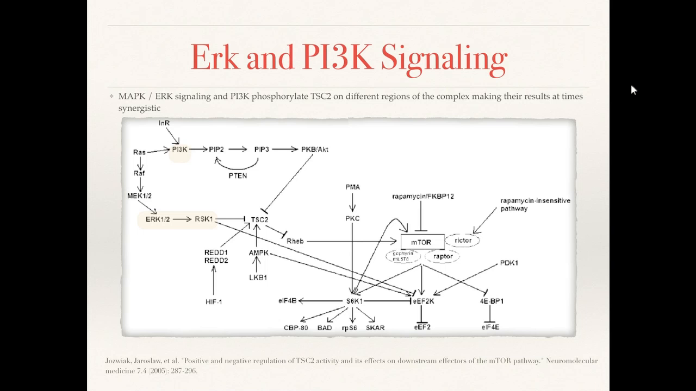Now, if you're looking here, if you stimulate PI3K via IGF-1 or insulin, that will activate AKT, that will inhibit TSC1 and 2. But ERK1 and 2 can also phosphorylate TSC1 and 2. One of the things I want to point out here is that ERK signaling and PI3K can phosphorylate TSC2 on different regions of the complex, which might mean that their impact is synergistic during training.